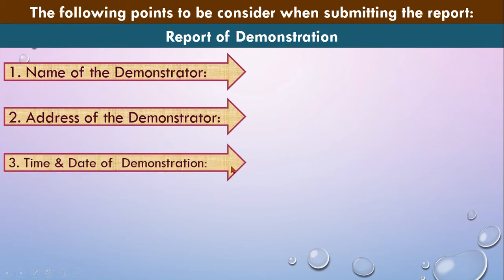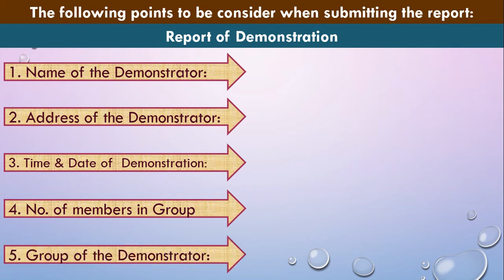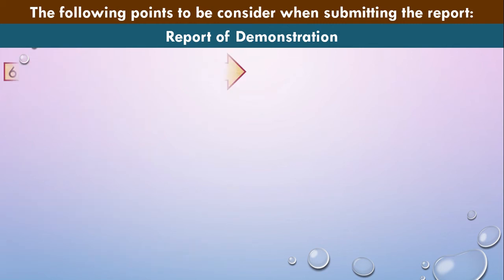Then the time and date of the demonstration, for example early in the morning 8 o'clock, and the date will be 12, 10, 2019, whatever it is. That means the exact time and date of the demonstration. And the number of members in the group, whether it is 10 people or 20 people or 30 people, and a group leader. Then the group of the demonstration. If your group is number 1, you have to write down number 1. If your group is number 2, then write down number 2.